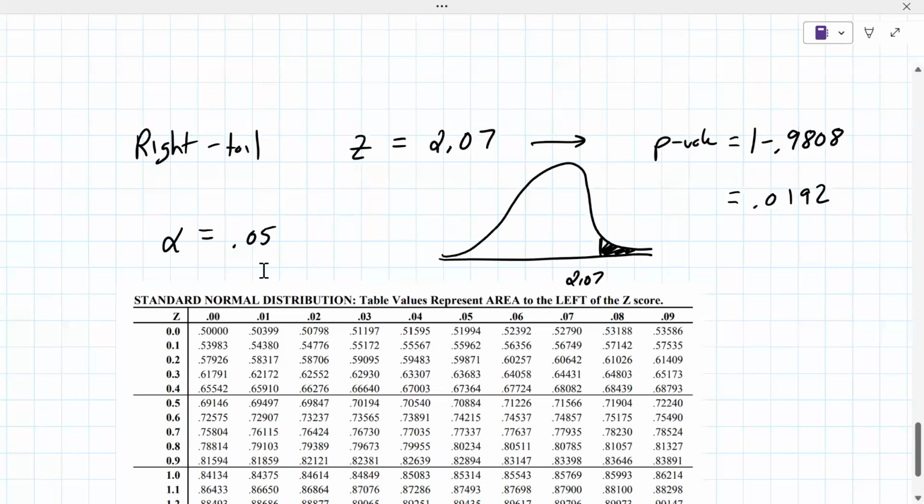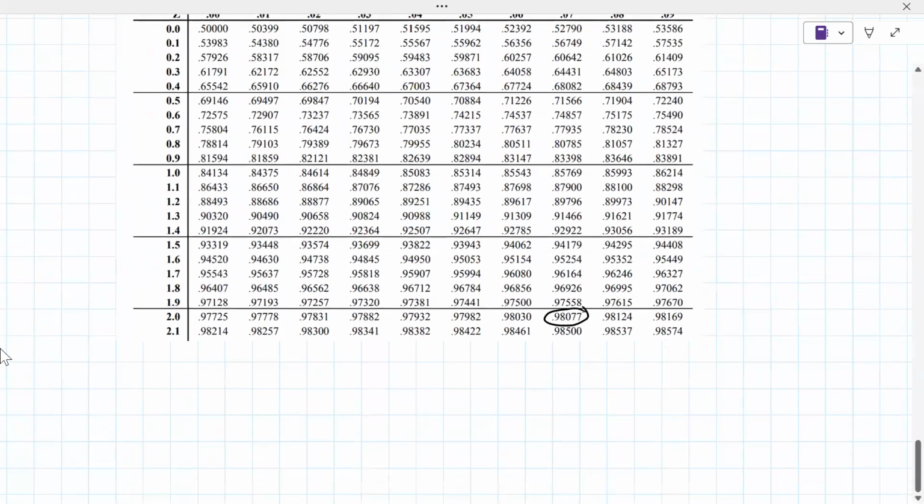Now you have your alpha level. I have to give you both. Is this a reject or a fail to reject situation? Reject. You would reject. Yes. Very good. Okay. Let's do another one here.